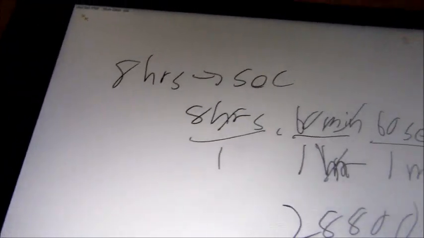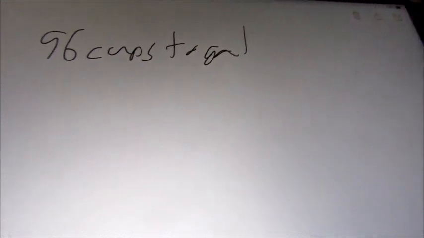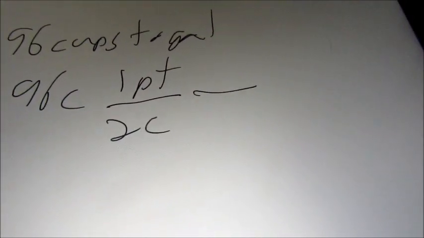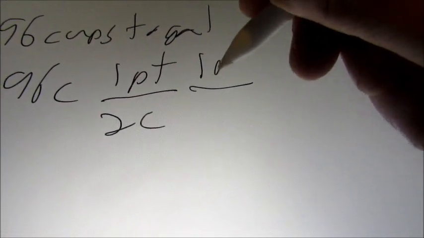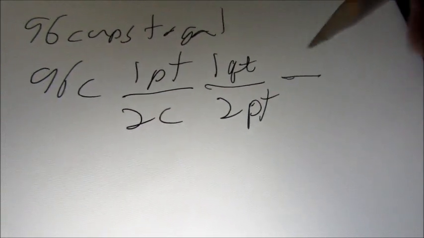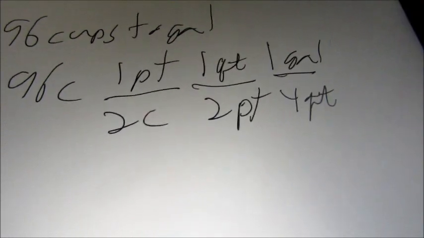There's going to be, looks like this next one is one where I'm going to do that. So here I'm going to change 96 cups to gallons. So I'm going to start with 96 cups. There are 2 cups in 1 pint. So 1 pint is 2 cups. There are 2 pints in 1 quart. So 1 quart to 2 pints. And there are 4 quarts in 1 gallon. So 1 gallon, 4 quarts.